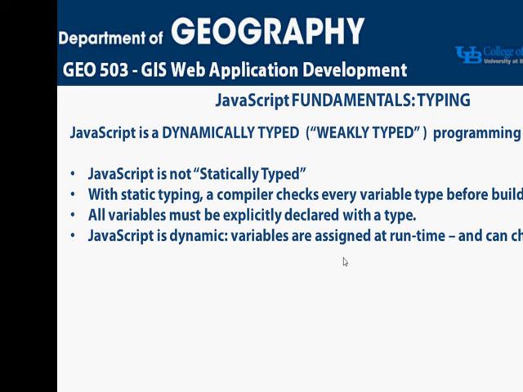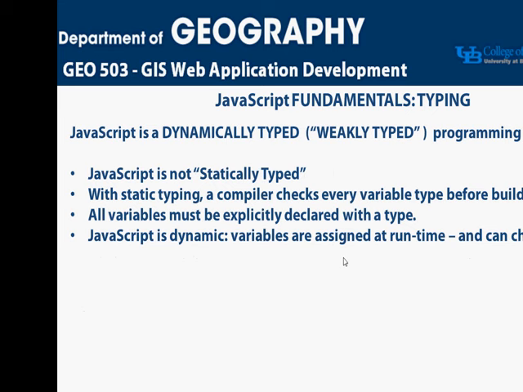So we already talked about this. Just to review very quick, JavaScript is dynamically typed or weakly typed, unlike a strongly typed language like C# where you have to define everything in advance. I think there's another.